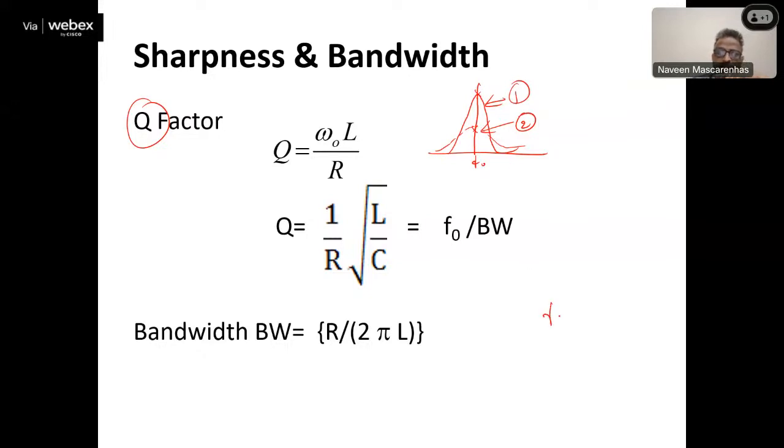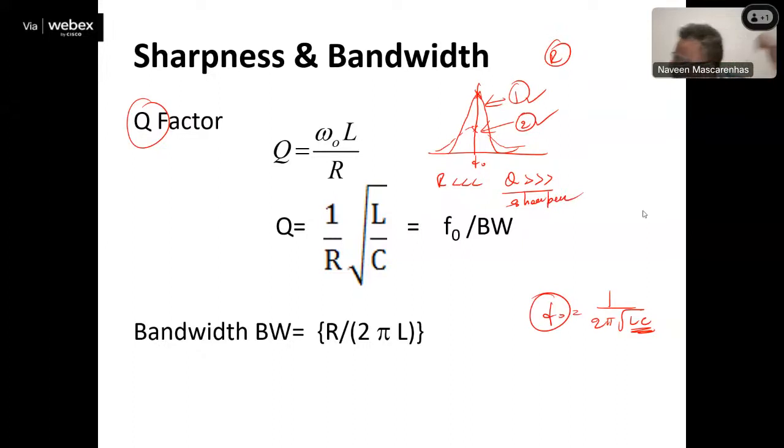Which means f naught is decided by whom? 1 by 2 pi root LC. Remember, only L and C decide the value of f naught, not R. So curve 1 as well as curve 2 use the same values of L and C. But what has changed maybe is the value of R. If R is less and less, current at resonance will be more and more, and the curve also becomes more and more sharper. So R is too small means Q is very large, and that means the resonance curve is sharper.